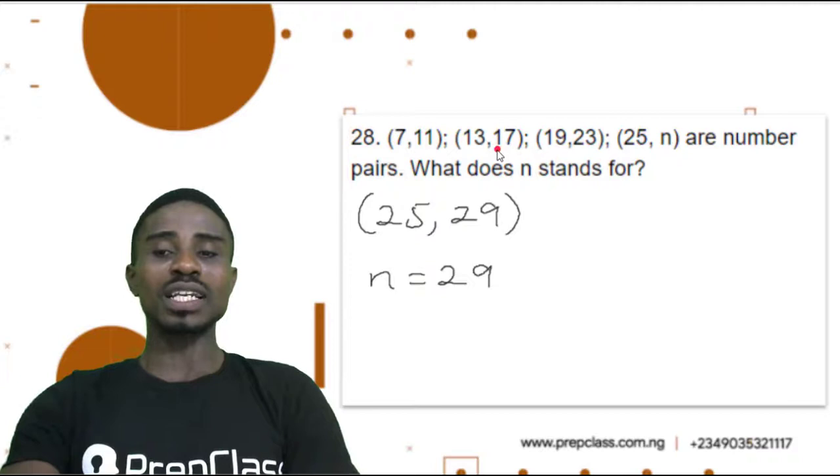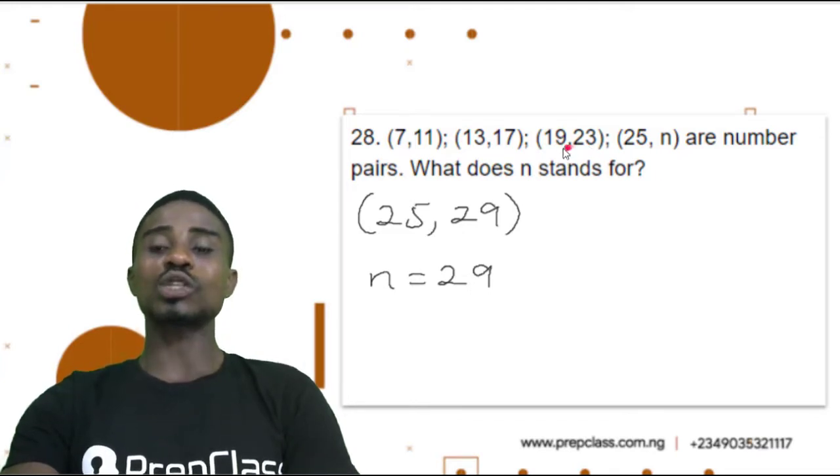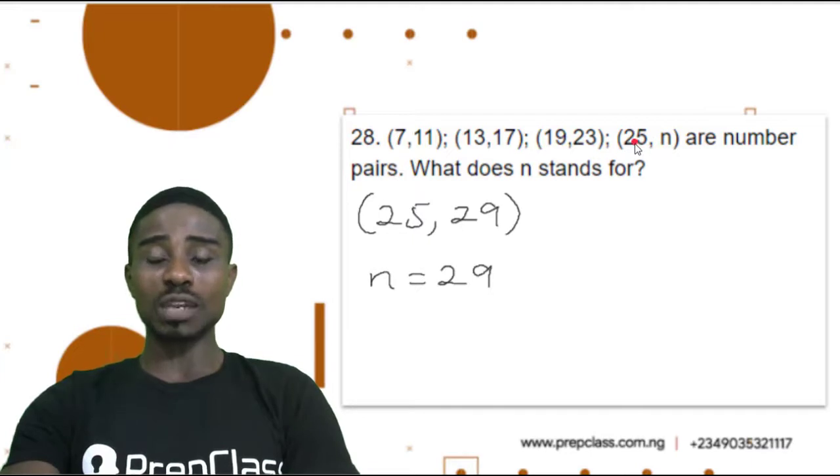So we are establishing that we are looking at two sets of numbers that have the difference 4. Let's look at the next one, 19 and 23. What's the difference between 19 and 23? It is also 4. So definitely, we are going to find a number for 25, where the difference would give us 4. So 25 will be the lesser number, and the number here will be the bigger number. So their difference should give us 4.